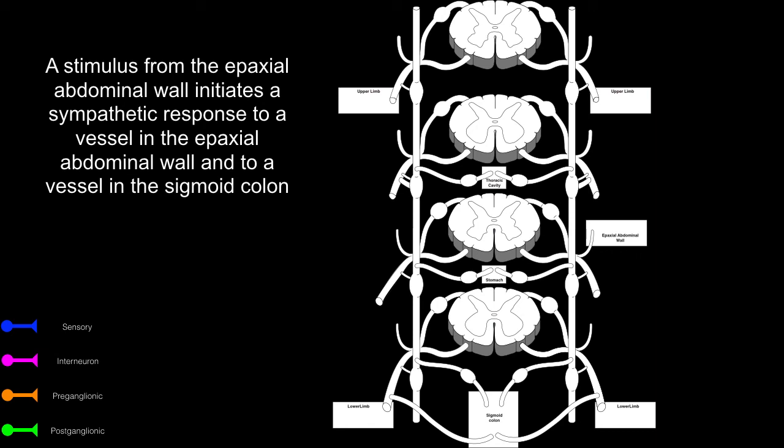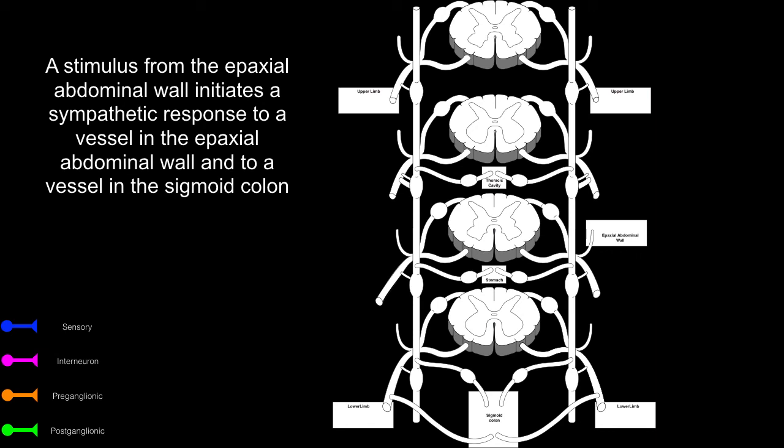Here's another example. So now a stimulus from the epaxial. You have to know what epaxial means. It just means your back. So you're going to learn about epaxial muscles, which are back muscles, or your epaxial region, which is basically a strip of skin in the back, strip of dermis.